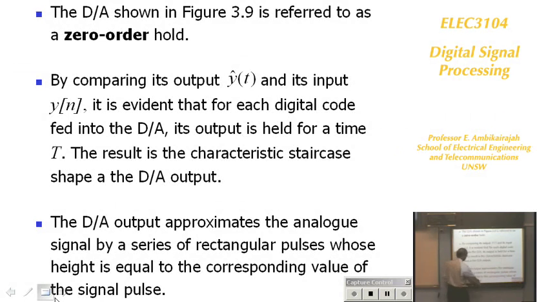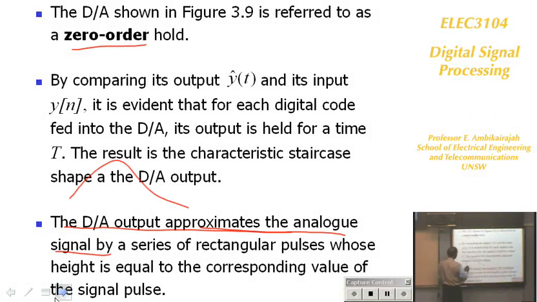This particular D2A that we have shown is called zero order hold. It just holds the value. So, what I've explained is already explained here: the output approximates the analog signal by rectangular pulses. So we get rectangular pulses like that, and this is the height of the signal.